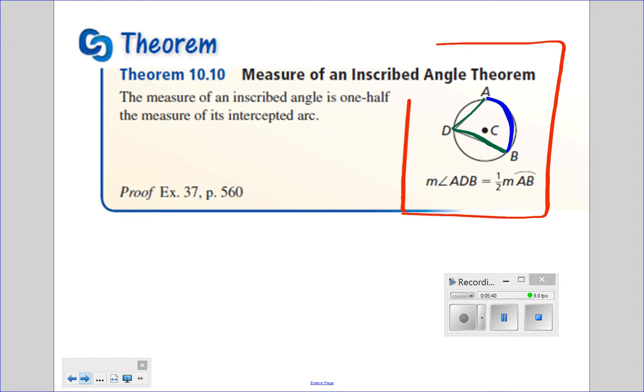But if you go to that page and look at that number problem, it's actually just a homework assignment problem that tells you to prove theorem 10.10, the measure of an inscribed angle theorem. So it's not really there. That's just classic. That's lying.